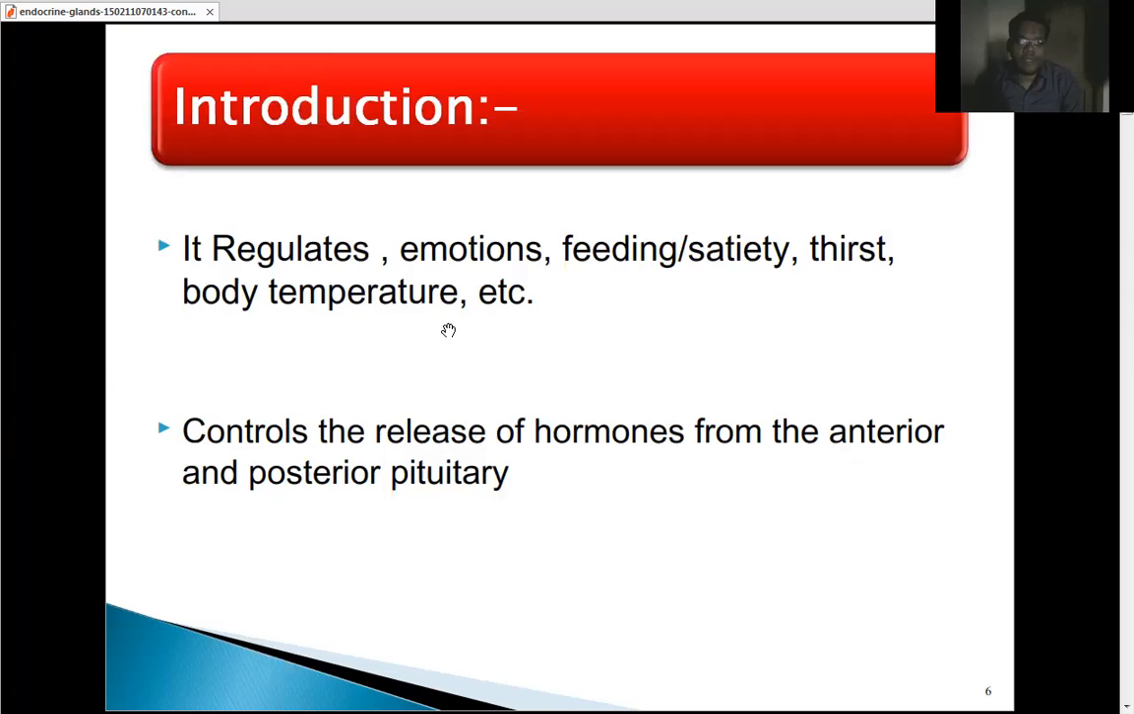It regulates emotions, feeding, thirst, body temperature, etc. We have to know about the hypothalamus first, because it is the controlling unit of our pituitary gland. The hypothalamus controls the release of hormones from the anterior and posterior pituitary gland.